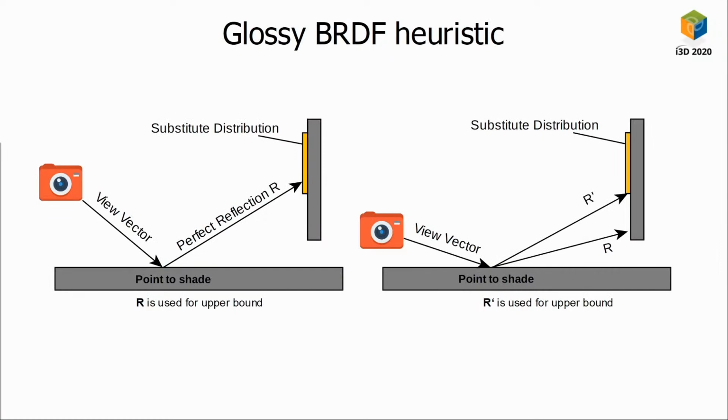For hierarchically important sampling with glossy BRDFs, we use a heuristic which checks if the perfect reflection R of the view vector along the surface normal intersects the bounding box of the substitute distribution. If so, we use R for the glossy BRDF upper bound computation. Otherwise, the BRDF is evaluated with a direction vector R prime, which you can see to the right, which actually does intersect the bounding box and minimizes the difference to R.